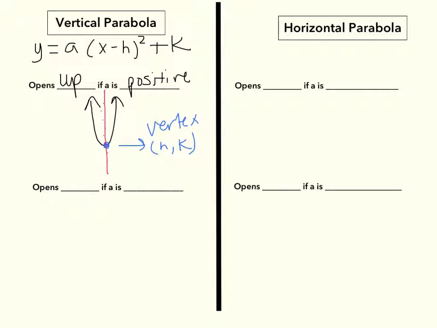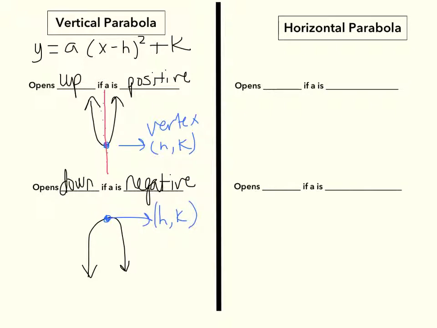Now our parabola would open down if our a was negative. So then it would look like this. You'd have a maximum vertex, still your h and k. Change the sign of your h, keep the sign of your k, and then your axis of symmetry would still be vertical, and it would cut your parabola in half.